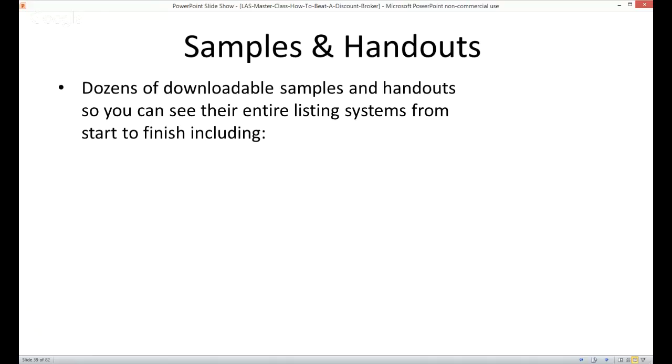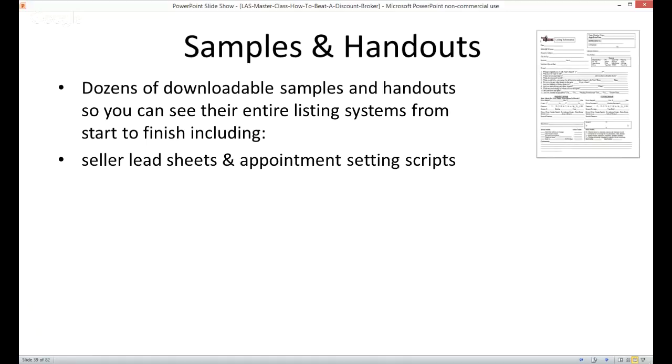You also get samples and handouts. You get dozens of downloadable samples and handouts so you can see their entire listing system from start to finish. It includes seller lead sheets, that first contact when they first call in. Appointment setting scripts, how you should talk to them to nail down that appointment. You get alternative closes as an example.